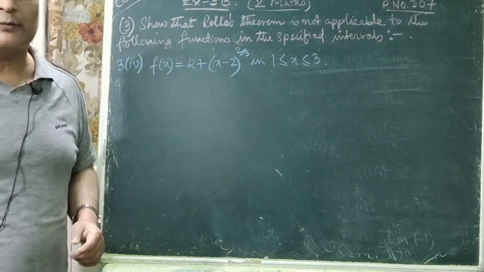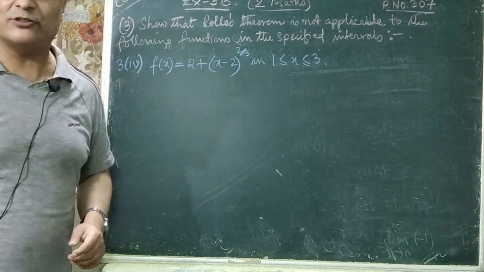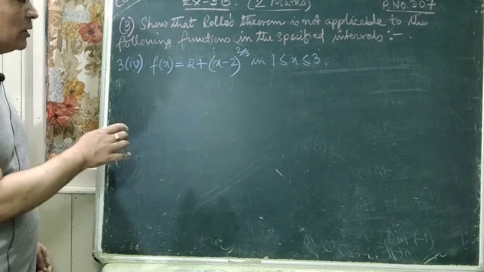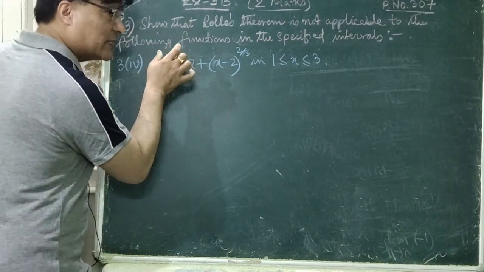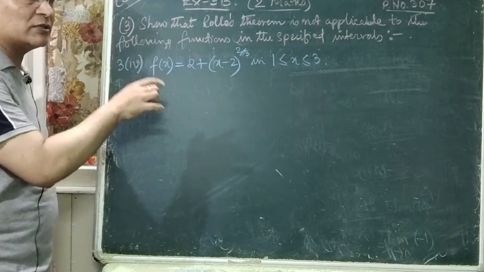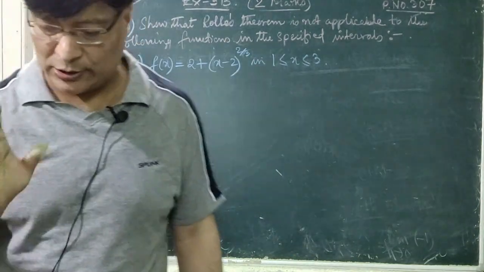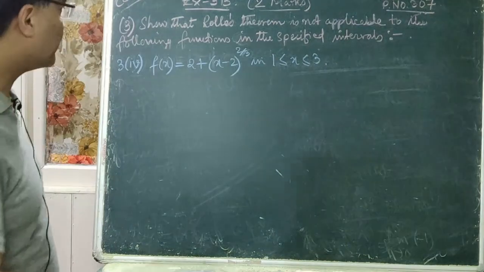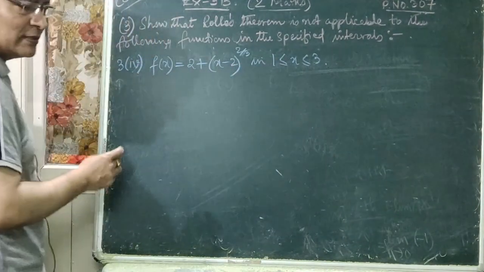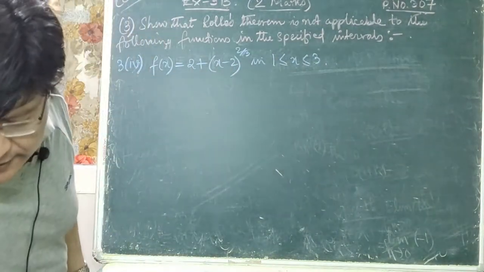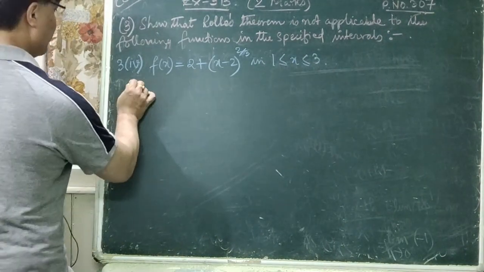That is, in the open interval, that is 1 less than x less than 3. So first, let us check whether this function f of x is differentiable or not in the open interval 1 less than x less than 3. So let us check it. Okay, so you can differentiate it, isn't it? So let us differentiate it with respect to x.